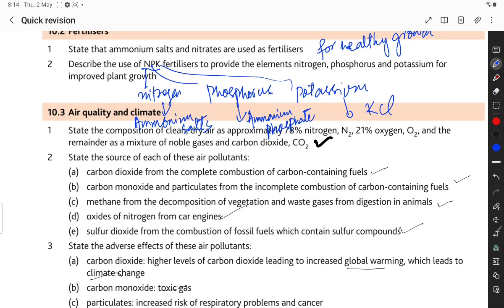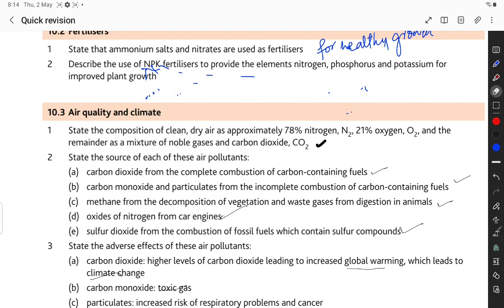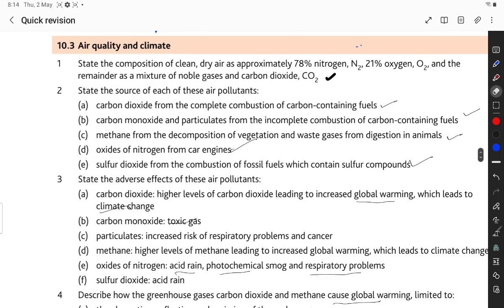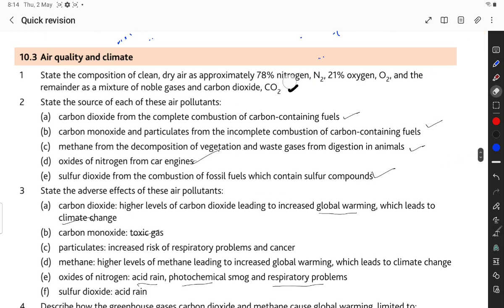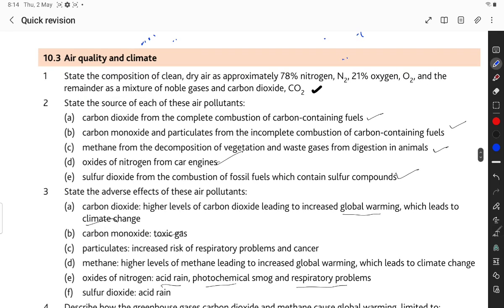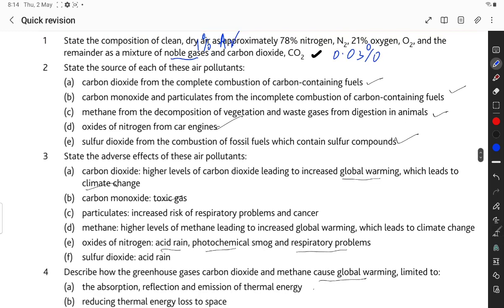Next, air quality and climate. State the composition of clean dry air. You should know: 78% nitrogen, 21% oxygen, and the remainder a mixture of noble gases. 1% is noble gases such as argon, and carbon dioxide is 0.03%. You should learn this composition of air.